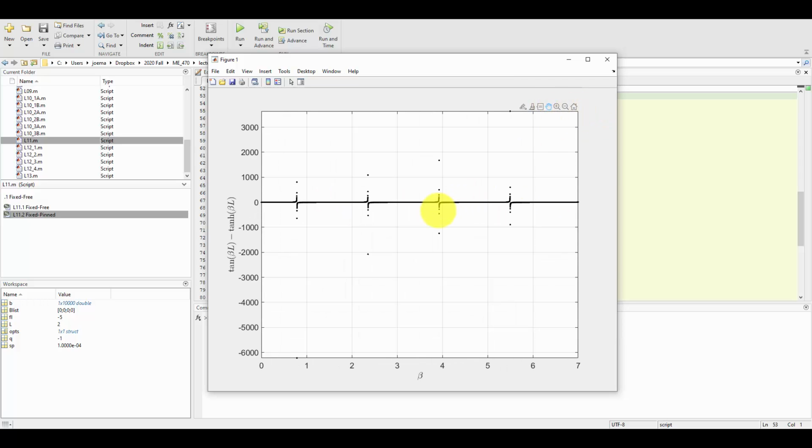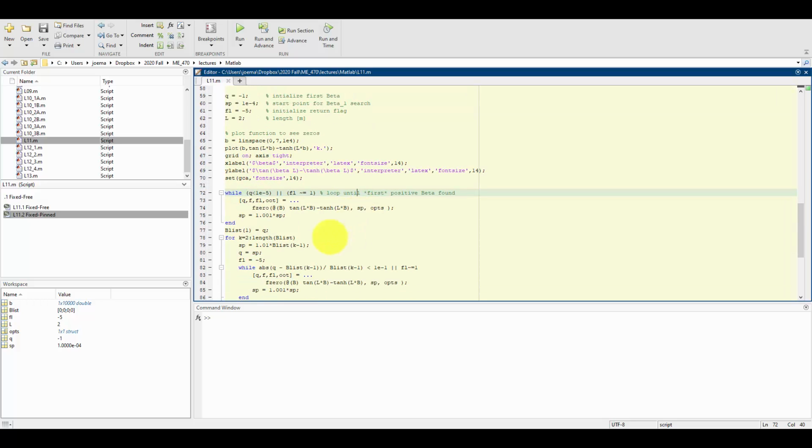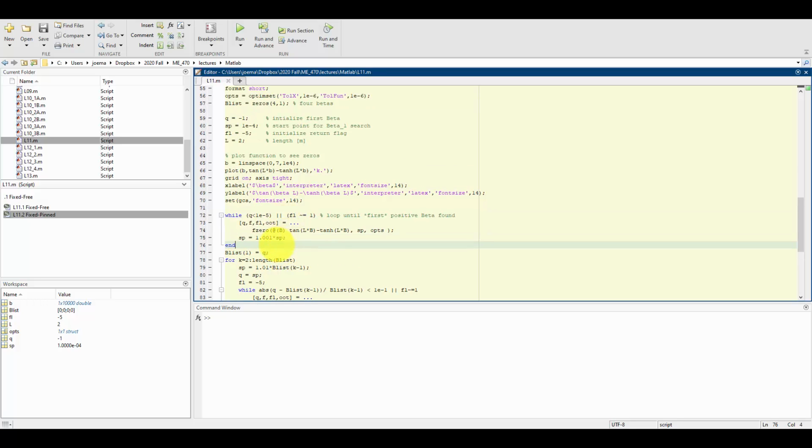It's not obvious from looking at the plot. So we're going to use the same method we used in example 1, where I'm going to start using f0 with a guess that is just a little bit bigger than 0, and try to creep up on the smallest beta value, the first beta value that satisfies this equation, so the first root.